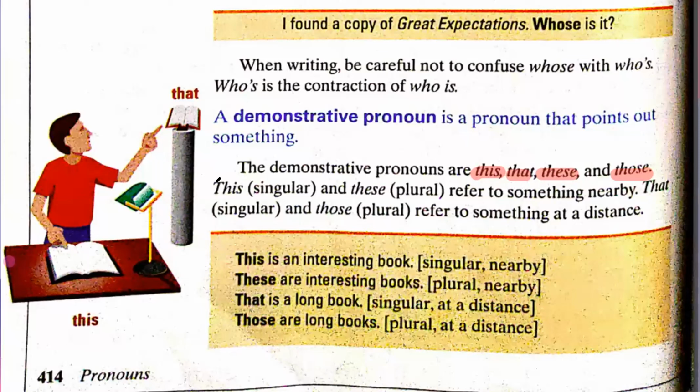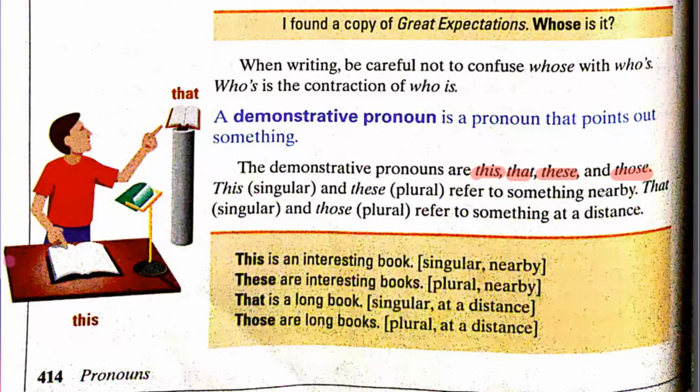Now, this is for singular, okay? This phone is for something singular that is close to you. And pay attention to this part. This is one thing that is close to you. These is for many things, like plural things, when they are close to you, okay? These cell phones or these gadgets. These are mine. And they refer to something that is close to you.